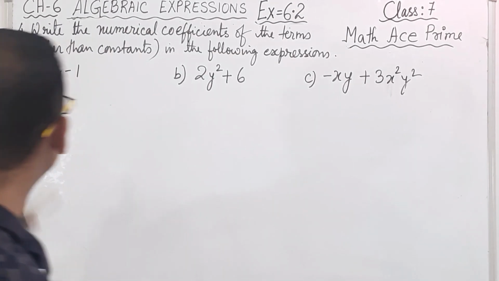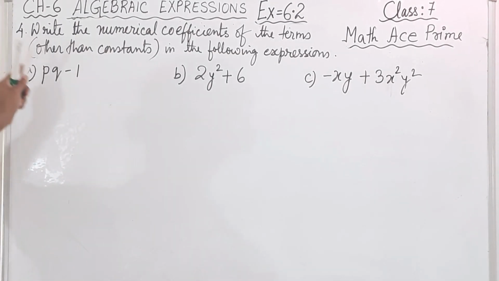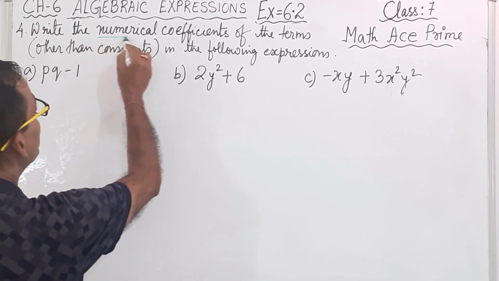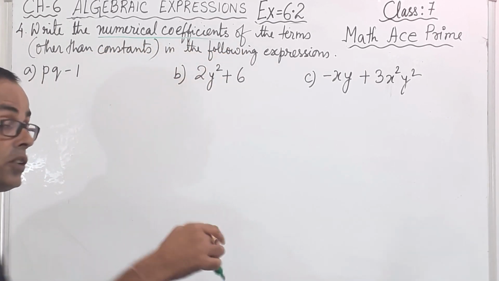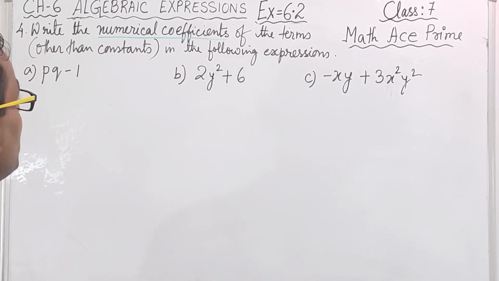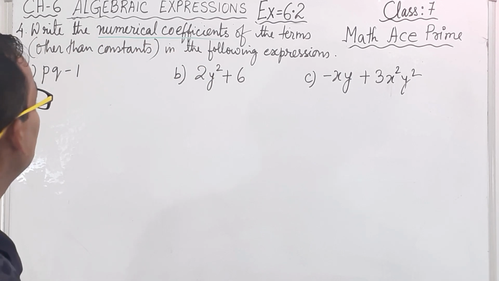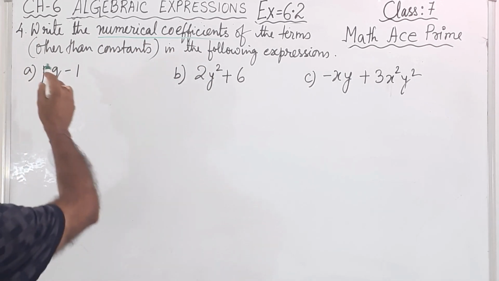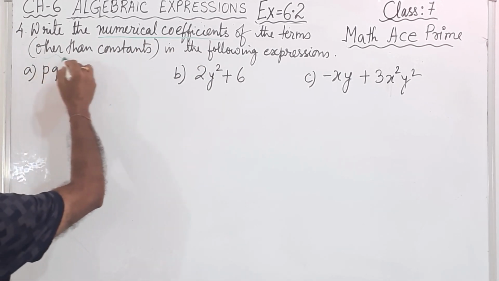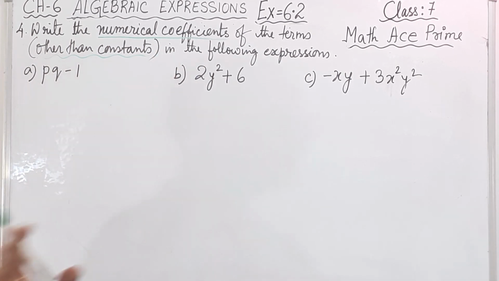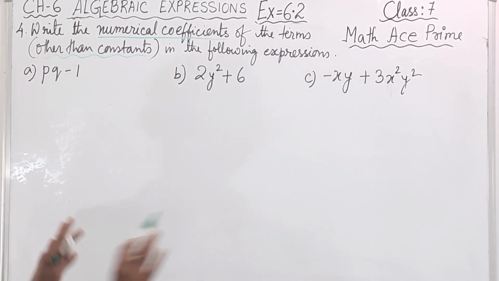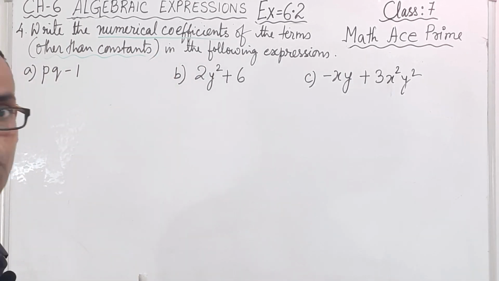Now students, we will come to question number 4. So what is it telling? Find or write the numerical coefficient. So this sum is talking about numerical coefficient. Write the numerical coefficient of the terms other than constants. That means what is the meaning of other than constants? Don't take the constants. Leave the constants and from the rest of the terms you write the coefficients.